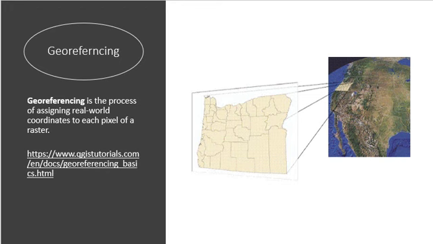A raster is a kind of photo that consists of pixels, and for each pixel we have a value. If we want to use these rasters for mapping, sometimes they are not in the right location on the real world coordinates. Therefore, we need to georeference them. Georeferencing is the process of assigning real world coordinates to each pixel of a raster.